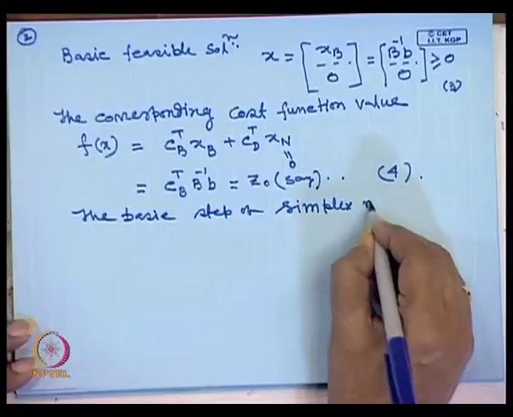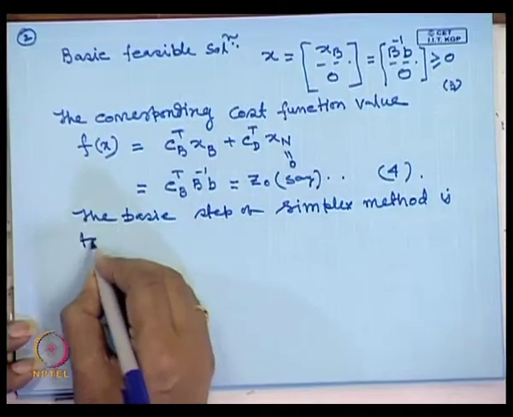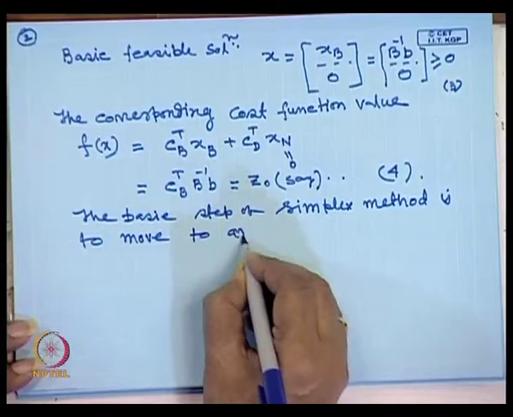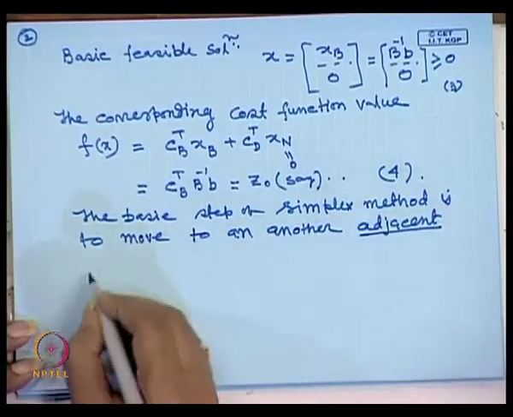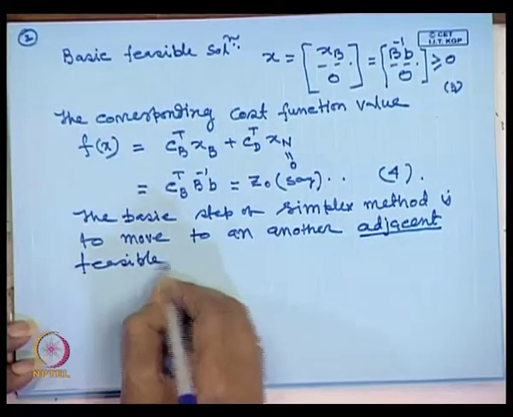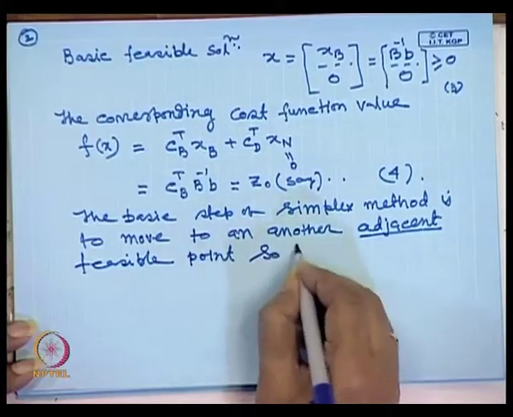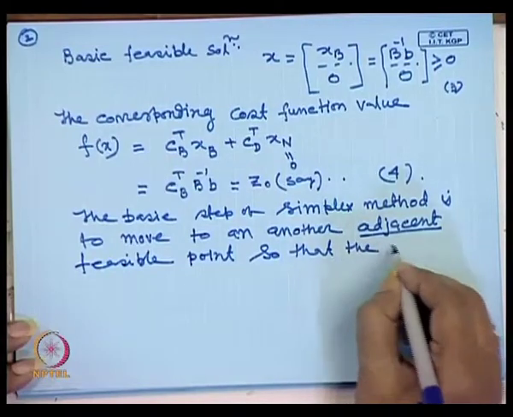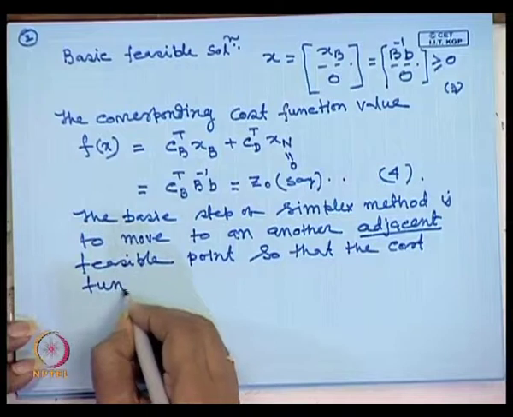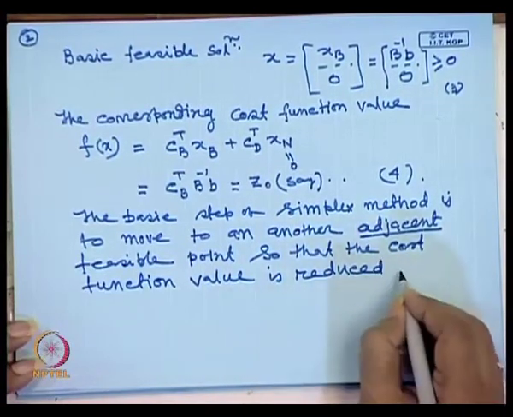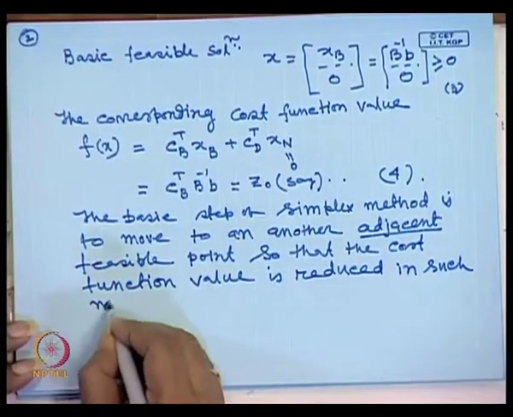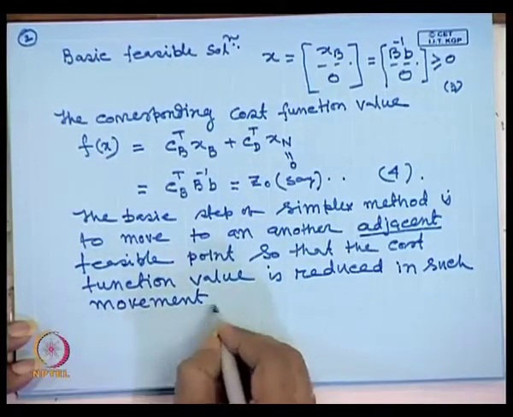So, the basic step of the simplex method is to move to another adjacent feasible point, so that the function value, meaning the cost function value, is reduced in such a movement. That is the basic idea of the simplex method.